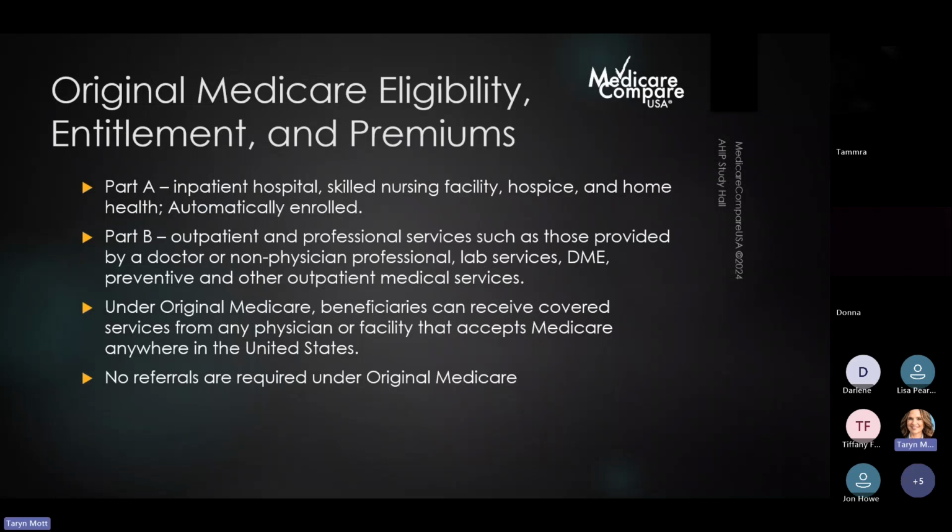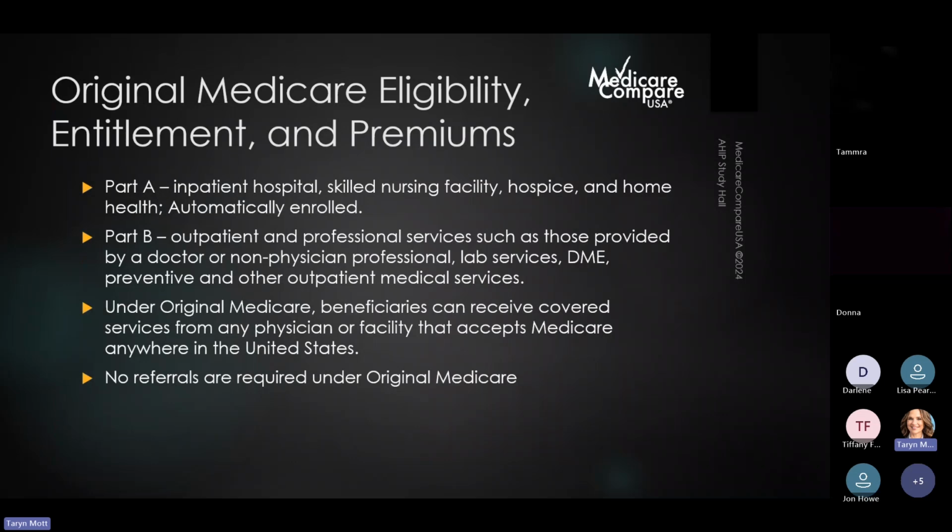We've already been over that Part A is inpatient, hospital, skilled nursing, hospice, and home health, and you're automatically enrolled. If not, and the beneficiary doesn't get it 3 months before their 65th birthday, they need to call in case for some reason they did not get automatically enrolled.